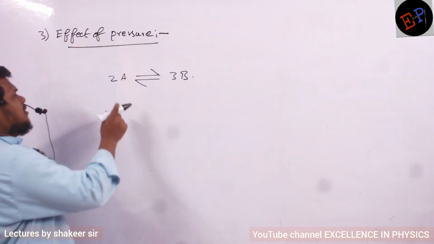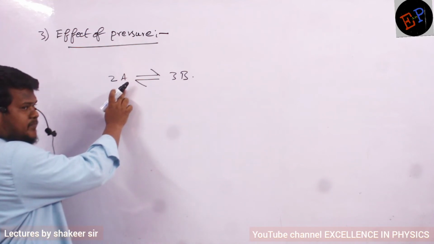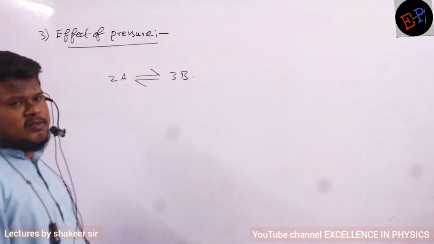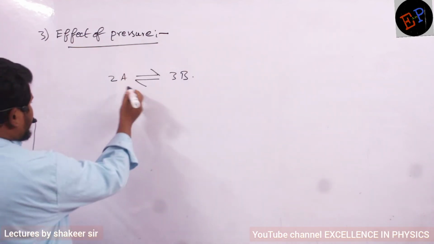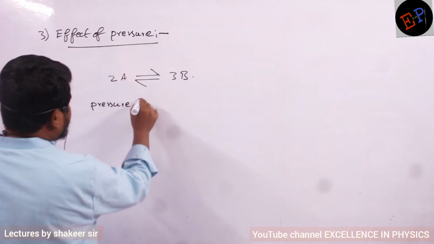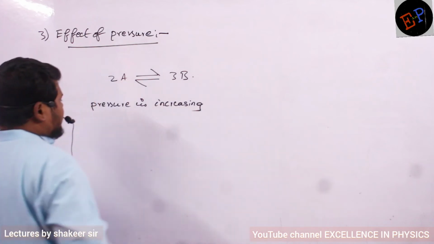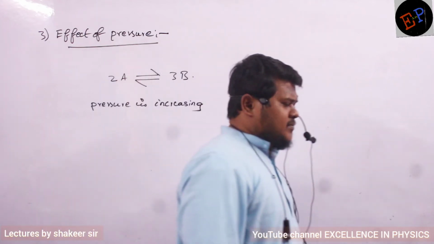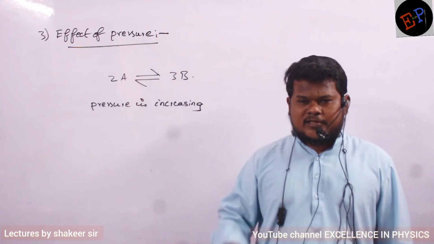You're able to understand? No? What does 2 indicate here? Stoichiometric coefficient, no? So 2 moles of A will form 3 moles of B. Are you able to understand? Now here, if I write a case that pressure is increasing, okay, ma? Pressure is increasing. Now if pressure is increasing, can you say equilibrium will shift in which direction? Forward direction or backward direction?